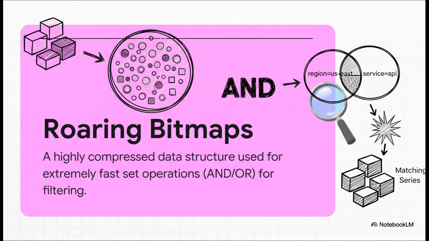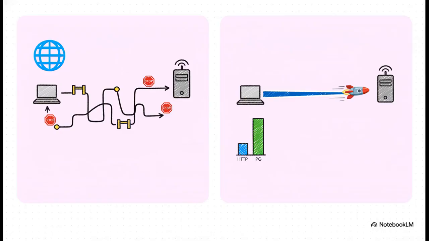And the technology that powers that index is a really cool data structure called a roaring bitmap. You can think of it as a ridiculously fast way to keep track of lists of numbers. So when your query asks for data where region equals US East and service equals API, RusTs just takes the two bitmaps for those tags and does a near instantaneous AND operation to find the exact set of series that match both.